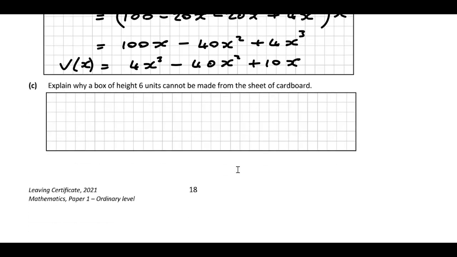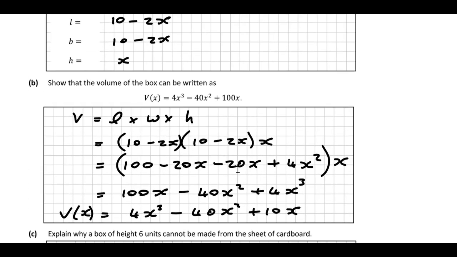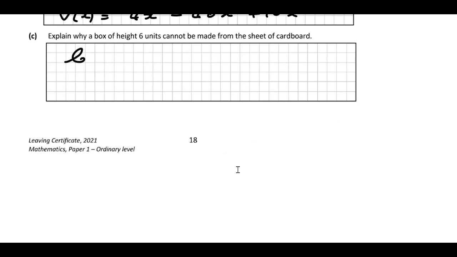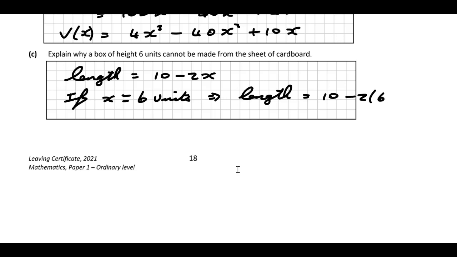Explain why a box of height 6 units cannot be made from a sheet of cardboard. Well, if you take the length, let's say, is equal to 10 minus 2x, I think it is, isn't it? 10 minus 2x. If x is equal to 6 units, that would mean then that the length is equal to 10 minus 2 times 6, which is equal to 10 minus 12, which is equal to minus 2 units.